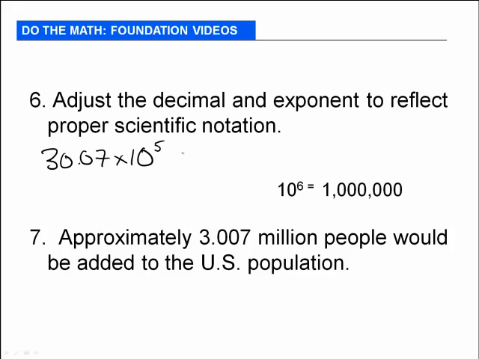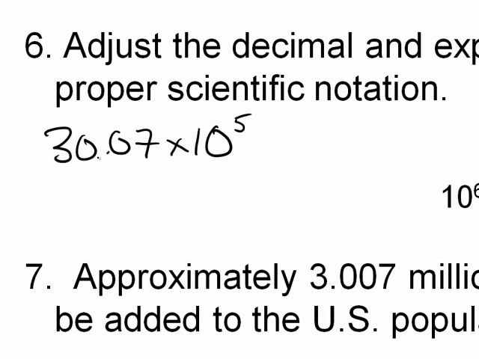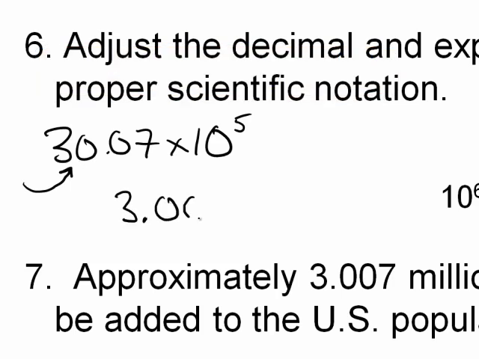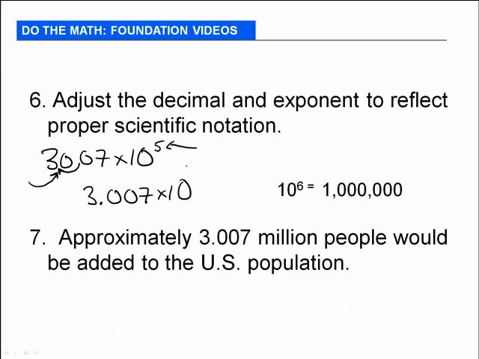Now in scientific notation, what we always do is we write the decimal after the first non-zero digit, and that's between the 3 and the first 0. So we're going to write that as 3.007 times 10. Now, since we are moving it over to the left one place, that will make this 5 a bigger number. Since we moved it over one place, it'll be times 10 to the 6th. So the answer is 3.007 times 10 to the 6th.